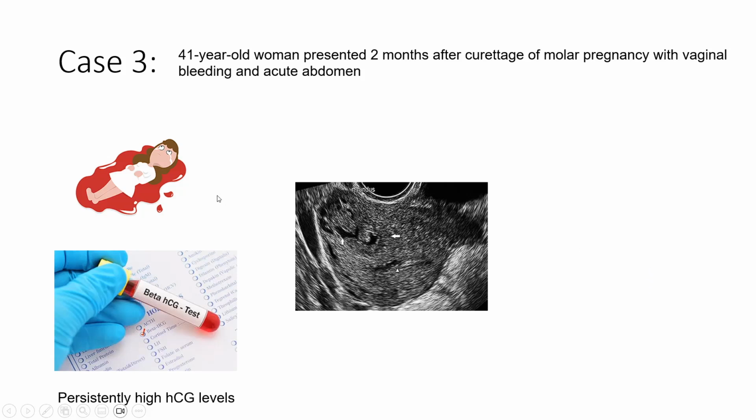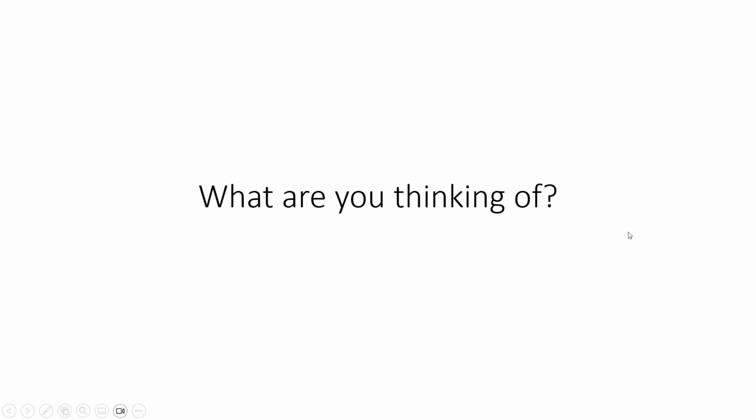Okay, now we go for the third case. Case number 3, we have a 41-year-old woman presented 2 months after curettage of molar pregnancy with vaginal bleeding and acute abdomen. She had the molar pregnancy and the curettage, and everything was okay 2 months ago, but now unfortunately she's having the bleeding and the acute abdomen. She had her beta HCG, there's persistent high HCG levels, and this is her ultrasound. So what are you thinking of?